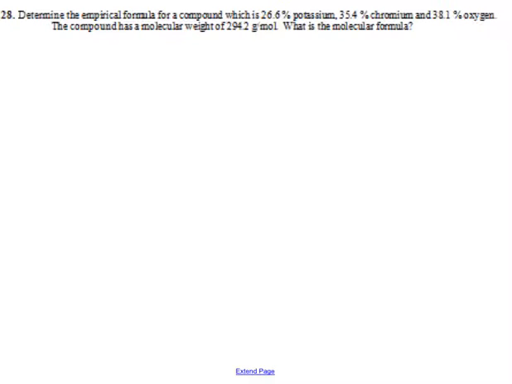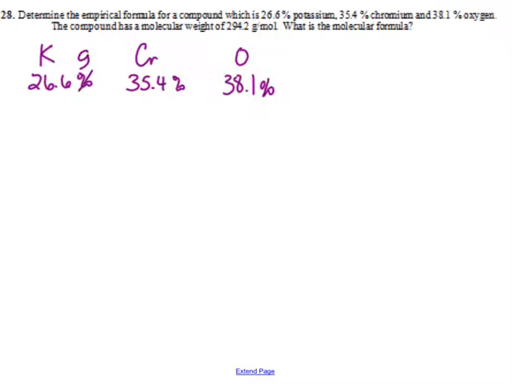Determine the empirical formula for a compound which is 26.6% potassium, 35.4% chromium, and 38.1% oxygen. So we're going to make all these percents grams, right? And we're going to divide by what? What are we dividing by? The molar masses to get the moles.